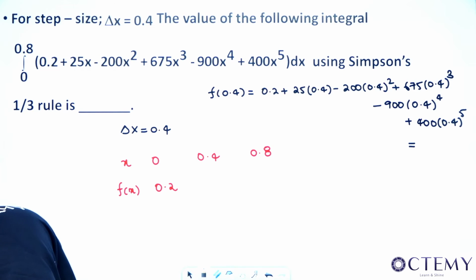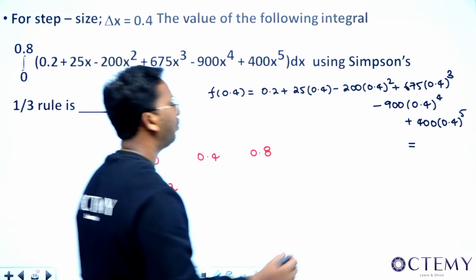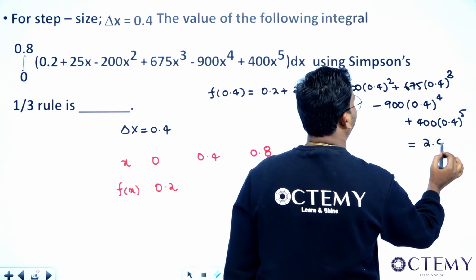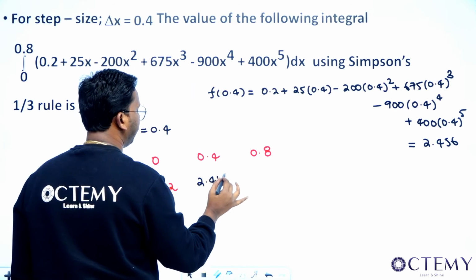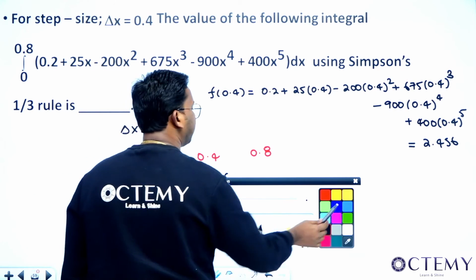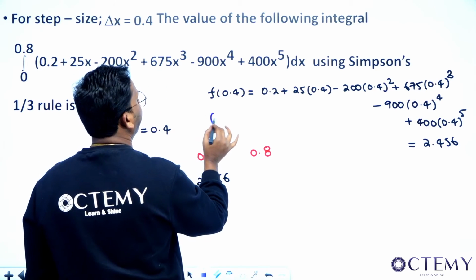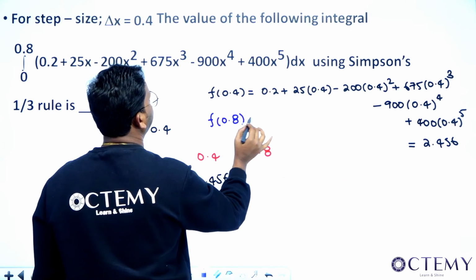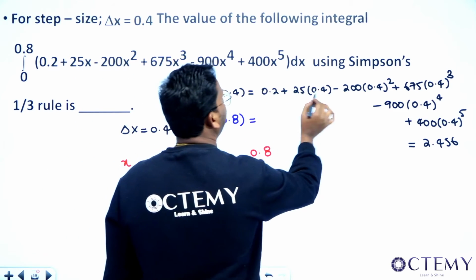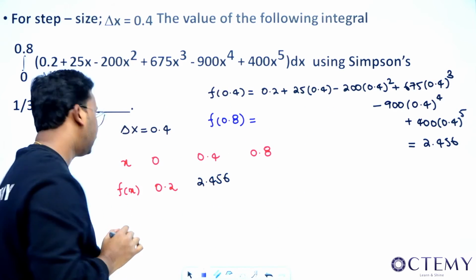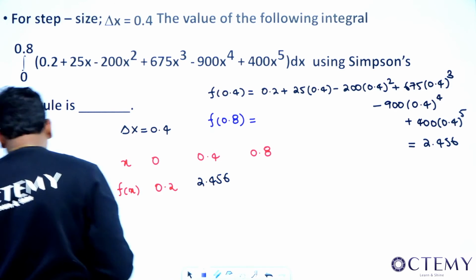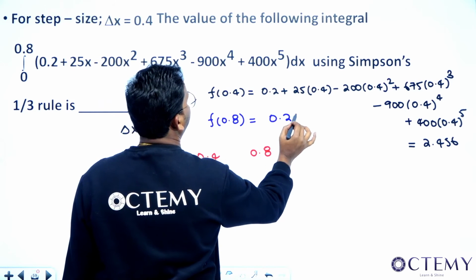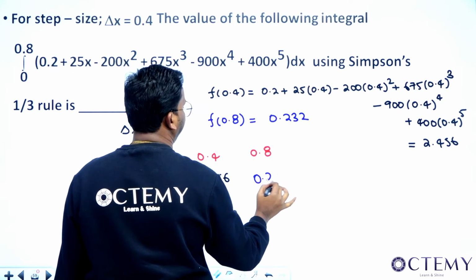You are going to get this as 2.456. I have already calculated this, sir. Similarly, if you want to find f(0.8), you just have to write the same in place of 0.4, you have to write 0.8. If you calculate that, you are going to get 0.232.